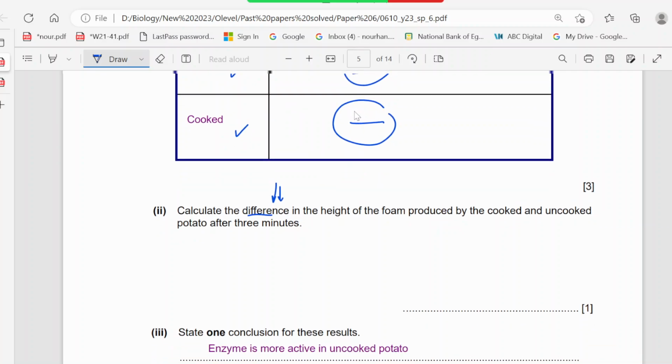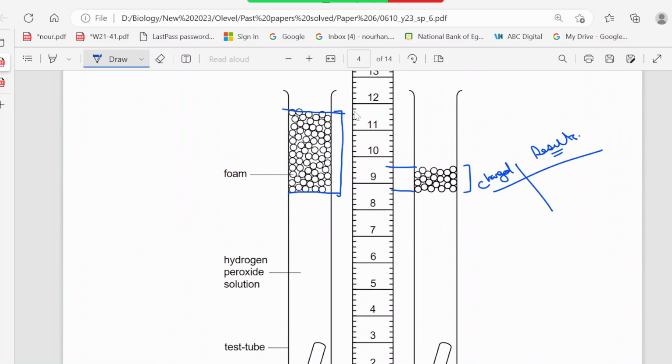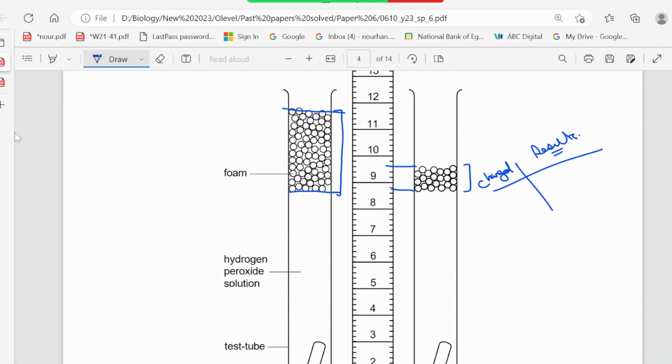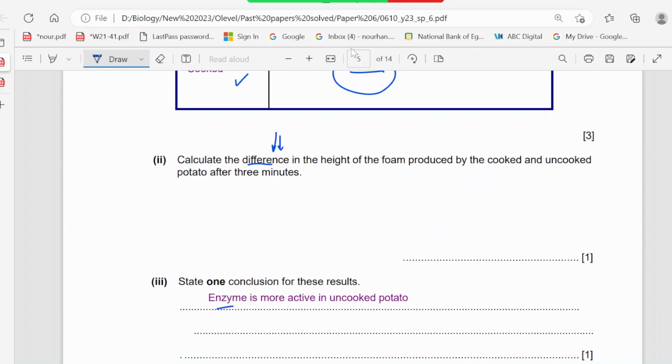Okay, state one conclusion for the results. Even if I don't have the numbers. What is the conclusion? Which one produced more foam? The uncooked potato produced more foam. This means that the catalase enzyme was working faster. Yes, it was working faster. So what's the conclusion? What do I tell him? Enzyme is more active in the uncooked potato because it produced more foam.